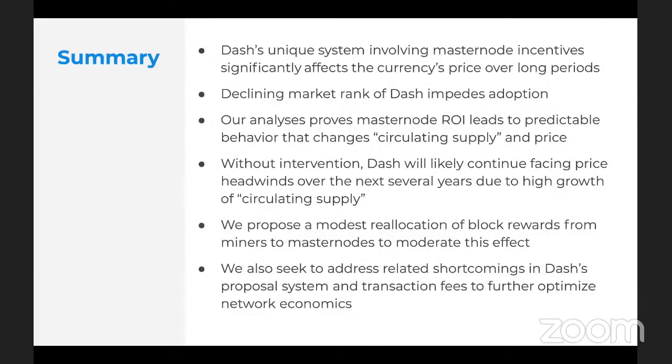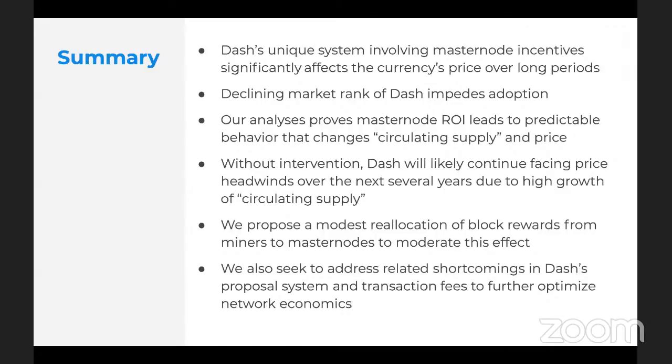We've gone through some analyses in order to show that masternode ROI does lead to predictable behavior that changes circulating supply and relates to our price. We'll share some of that material here. We believe that without any intervention, Dash will likely continue to face price headwinds over the next several years due to high growth of circulating supply. This issue would not last forever, but certainly for the next few years, we'll share some of our findings on how this is likely to play out.